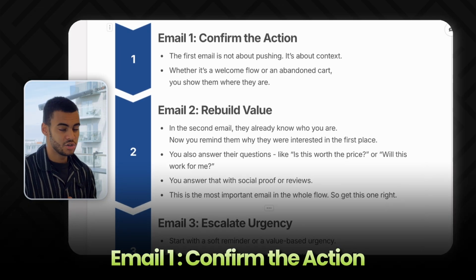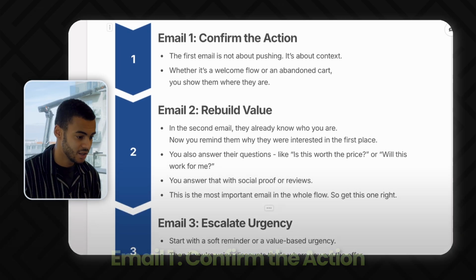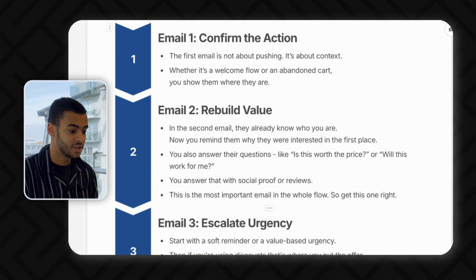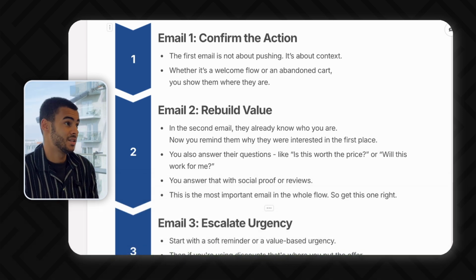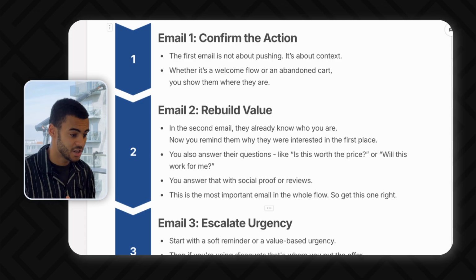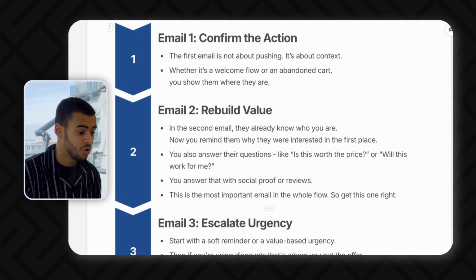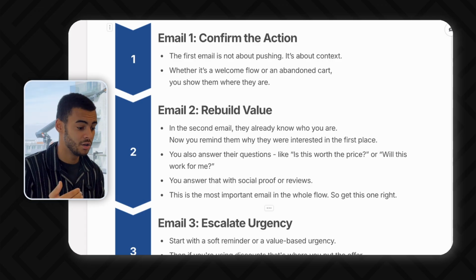So email 1 is not about pushing hardcore sales or hardcore discounts, but it's about context, whether it's the abandoned cart flow, the abandoned checkout flow, or the browse abandonment flow. You just show the customer where they are in the customer journey.